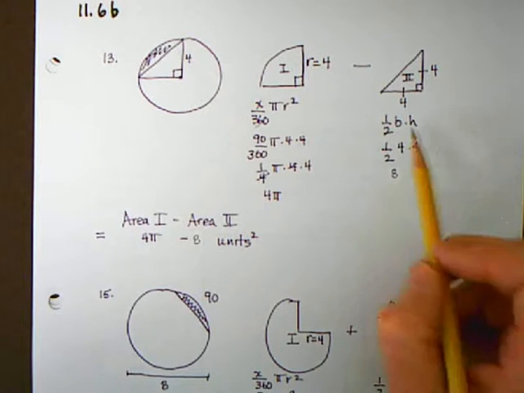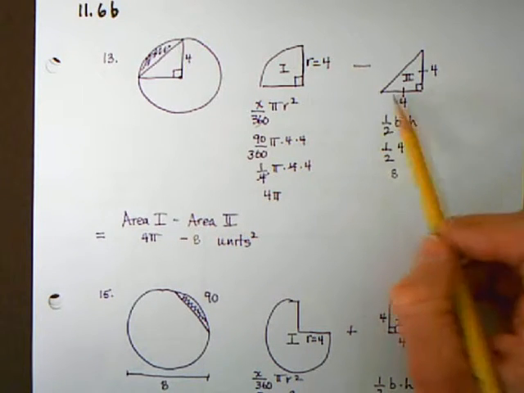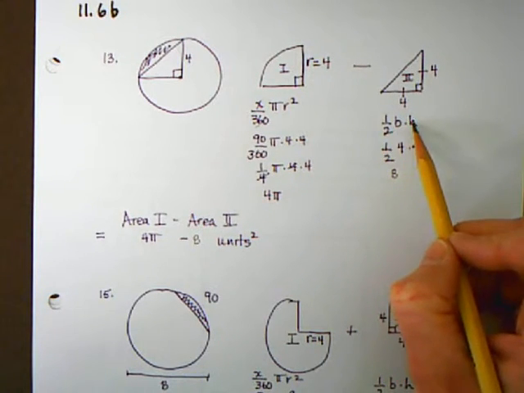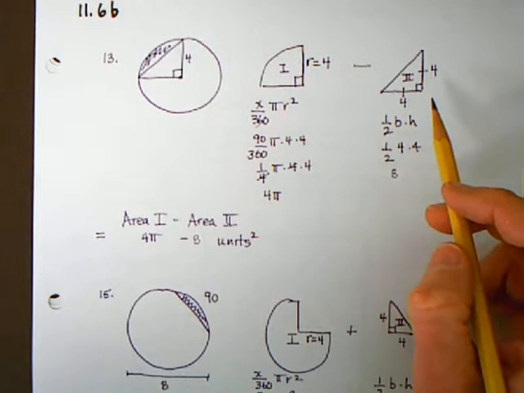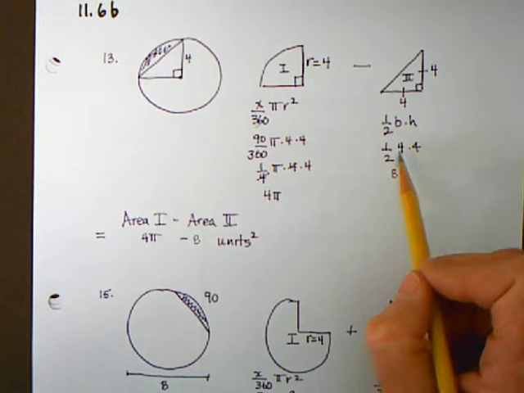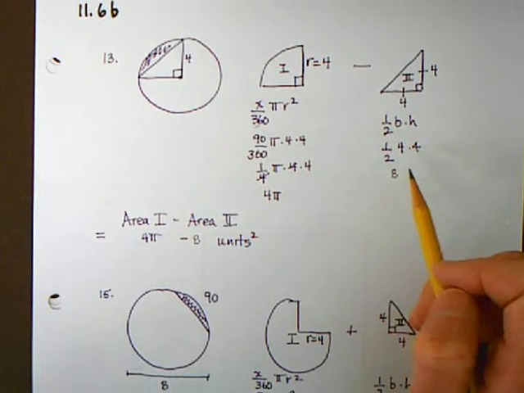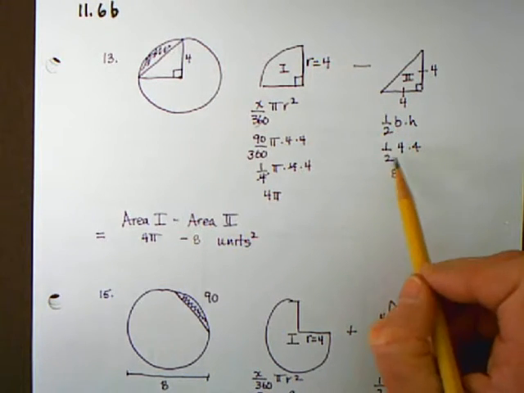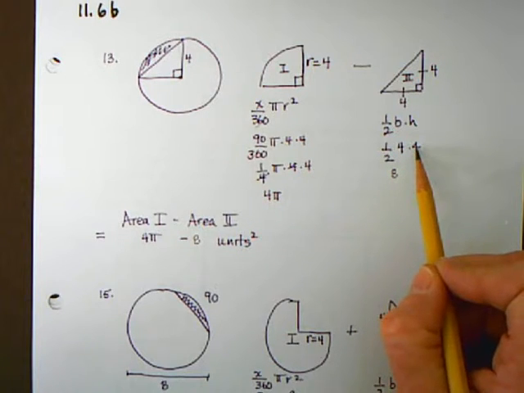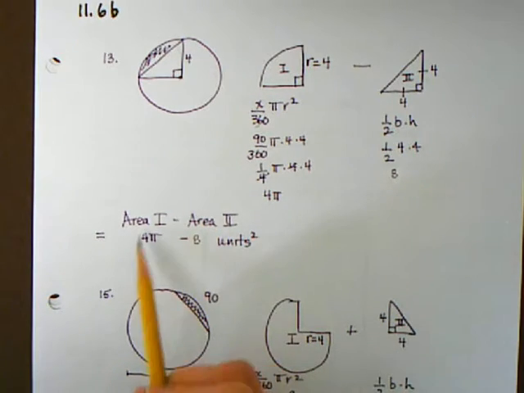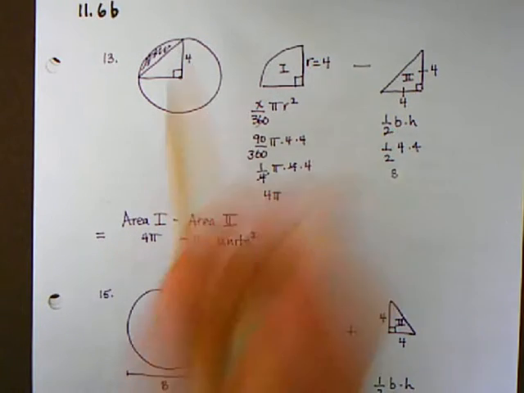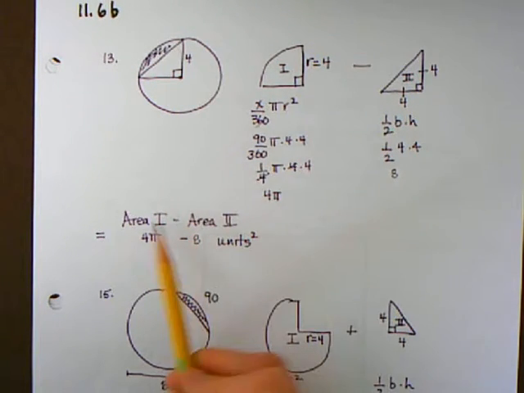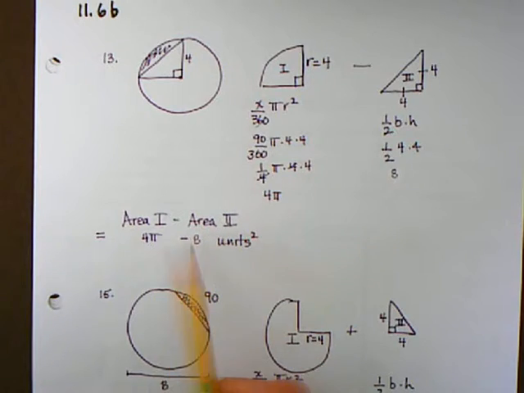Finding the area of the triangle, 1/2 base times height. The base is 4, the height is 4. Remember, bases and heights always come in perpendicular pairs. So if they're not perpendicular, you don't have a height. So 1/2 times 4 times 4, that's 8. So the area of this little colored in part is area 1 minus area 2, that's 4 pi minus 8 units.